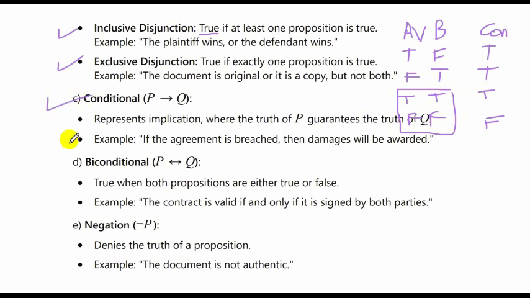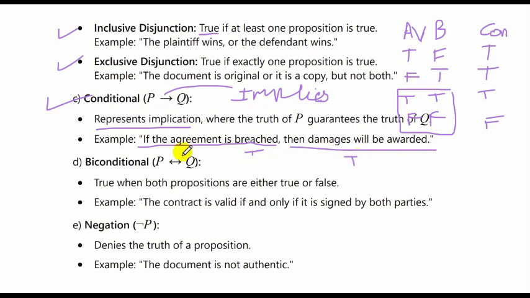In the conditional proposition, P implies Q. This right-headed arrow means implies. Excuse my handwriting. It represents implication, where the truth of P guarantees the truth of Q. If P is true, then Q will be true. Example, if the agreement is breached, true, then damages will be awarded, true. Sorry, if the agreement is breached is false, then damages will be awarded will also be false.